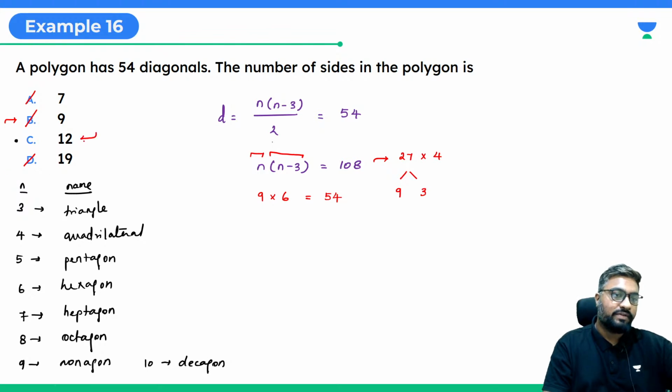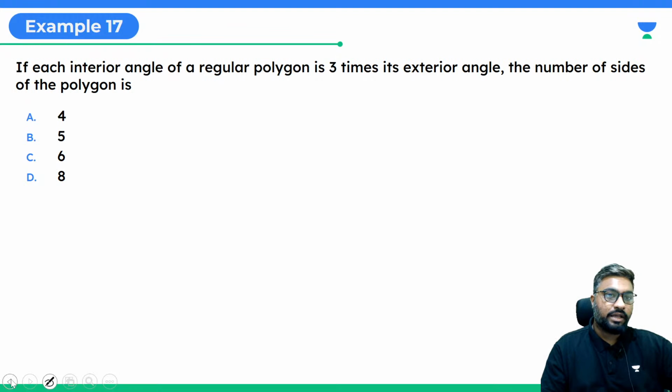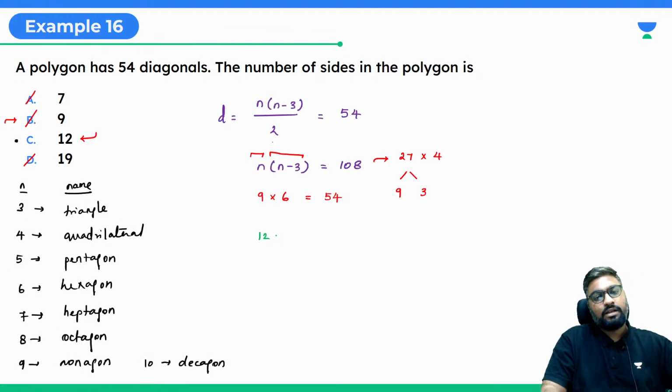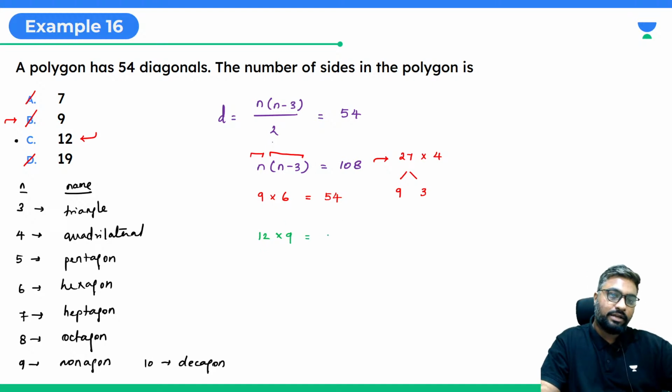So the only thing left is 12. कहाँ गया? 12 if you try it out. 12 into 9. Getting this? 12 into 9 is 108. ठीक है?